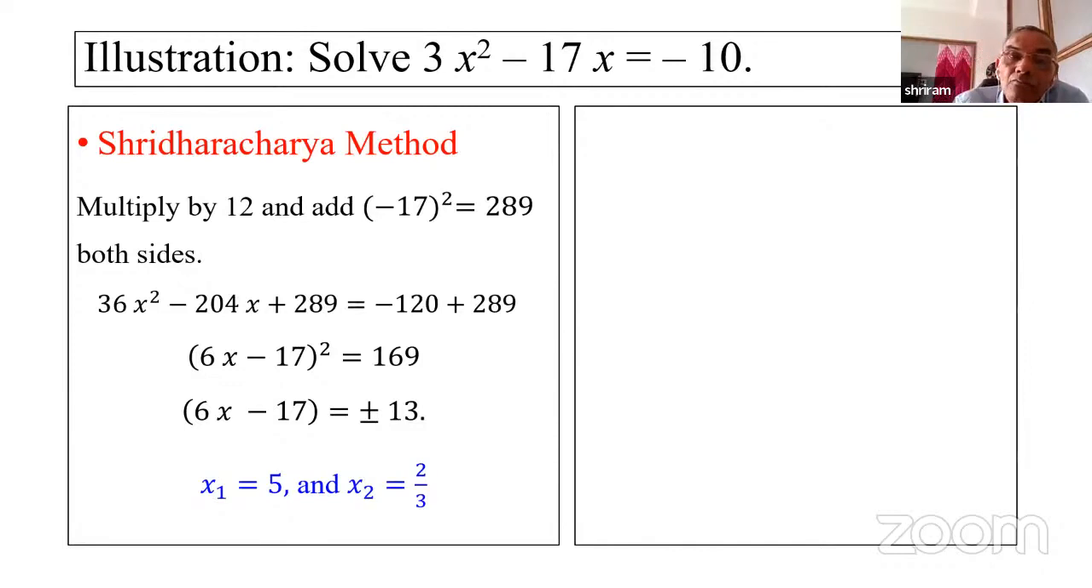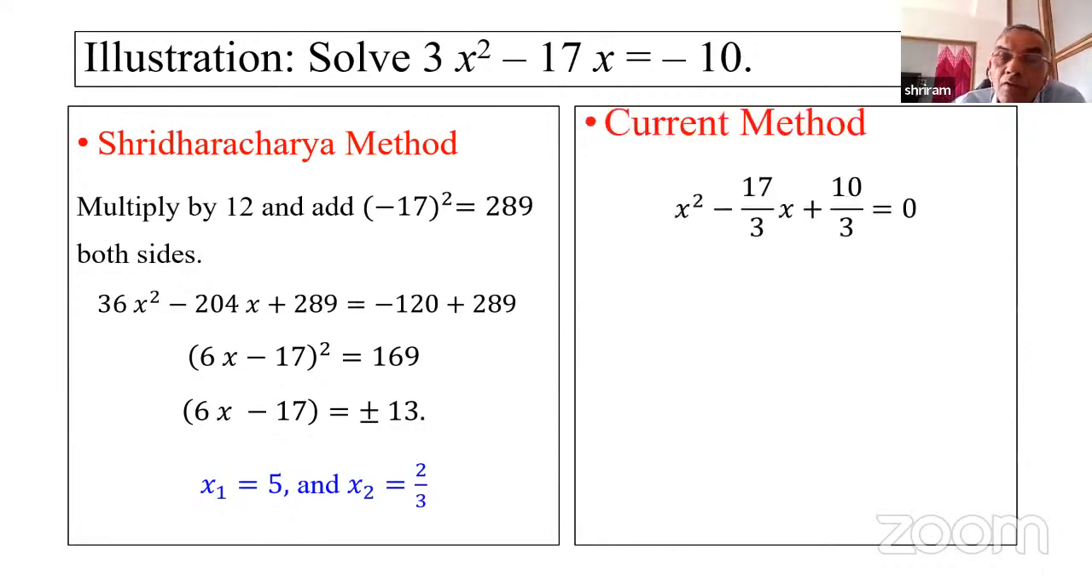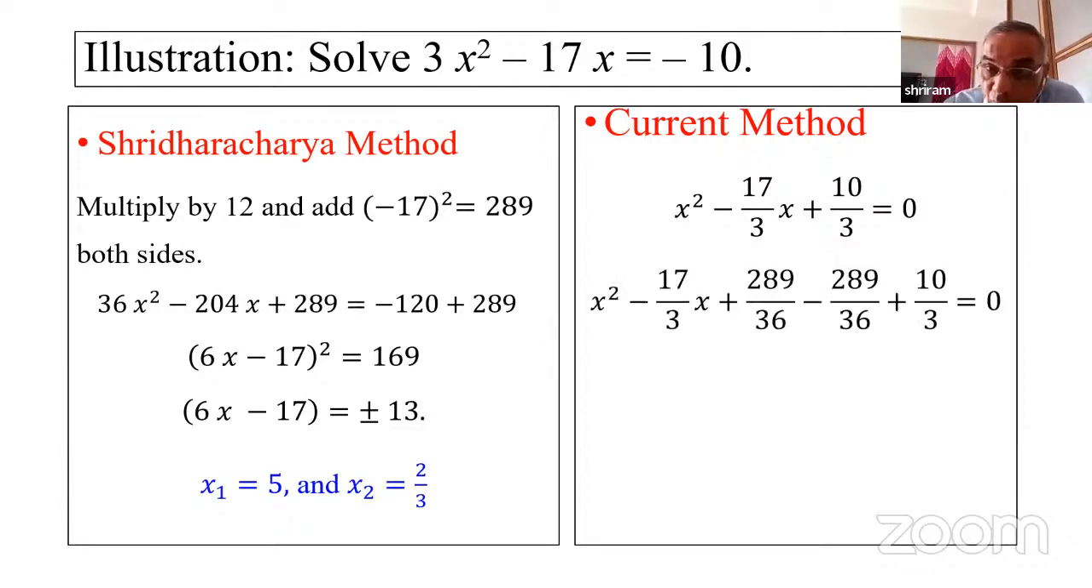Now let us see what we do in the current situation. We first divide by 3 on both sides. So we get x square minus 17 by 3 x plus 10 by 3. Then we add 289 by 36 to both sides.